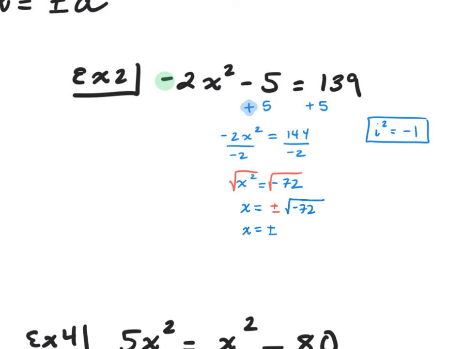I know that instead of saying the square root of negative 1, I'm going to say that that's i. 72 is again 36 times 2. So for my final answer, I'm going to say plus or minus 6i. Oh, there should be a root there. Root 2.